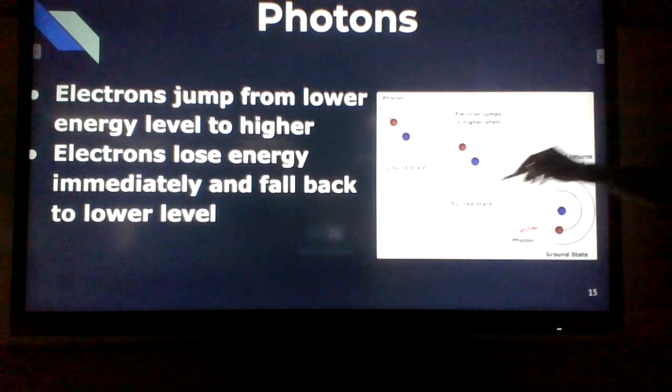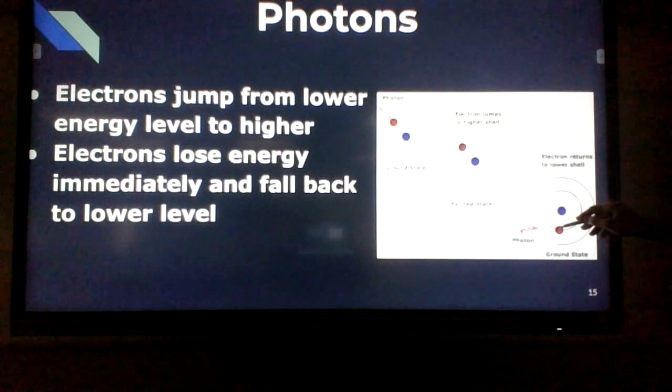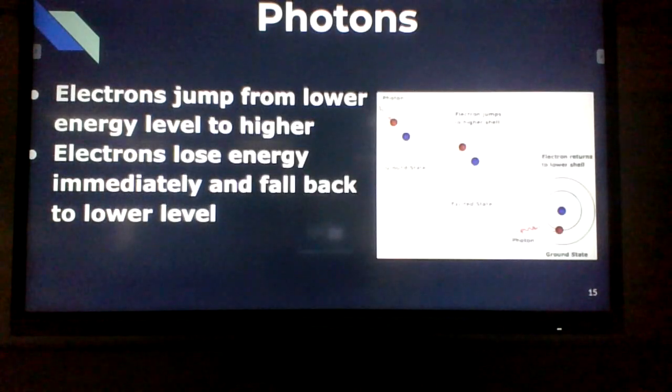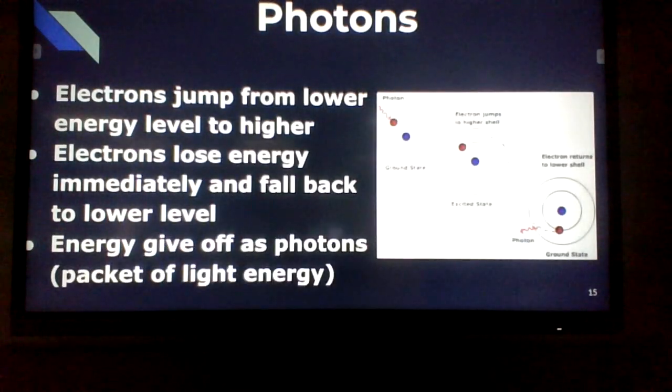But remember, the orbit continues, and that's why you might see that here in a different position. They'll fall back to that lower level that they came from. So electrons gain energy, jump a little further away from the nucleus, release that energy, and then drop back down to where they came from on the lower energy level. The energy is given off as photons, which are packets of light energy.